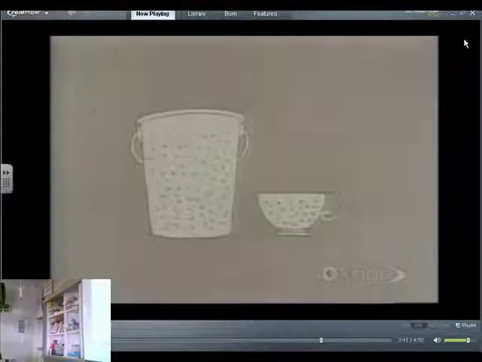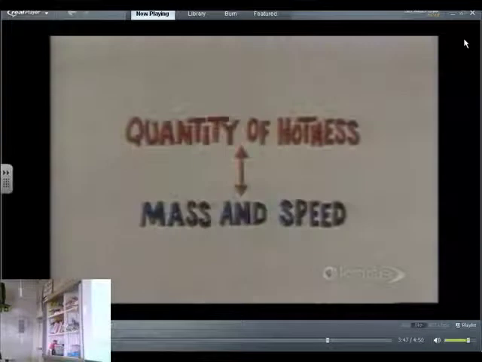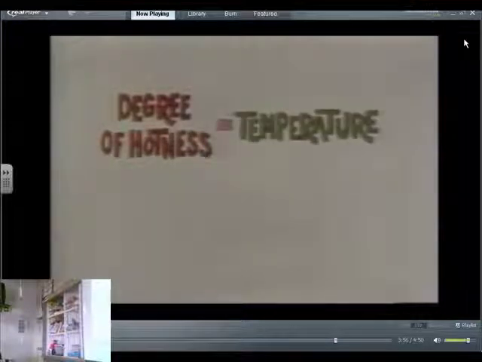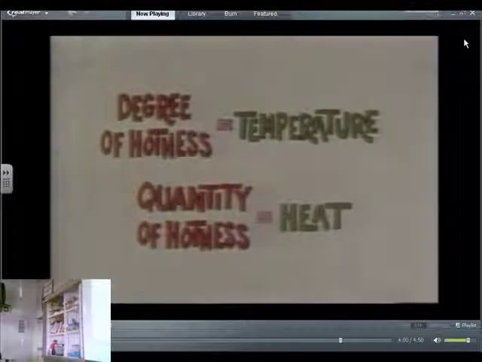Although the molecules in the bucket aren't going as fast as in the cup, there are more of them, so they more than make up in mass what they lack in speed. And it's mass, combined with speed, that determines quantity of hotness. We've already seen that the word for degree of hotness is temperature. Now it's time to introduce the other word for quantity of hotness, which is heat.